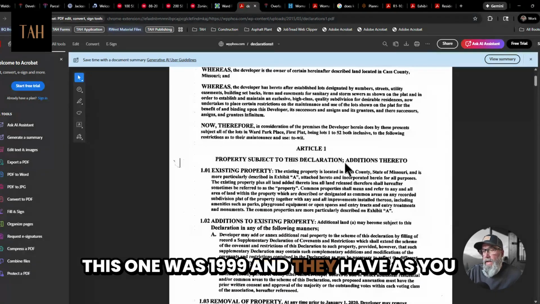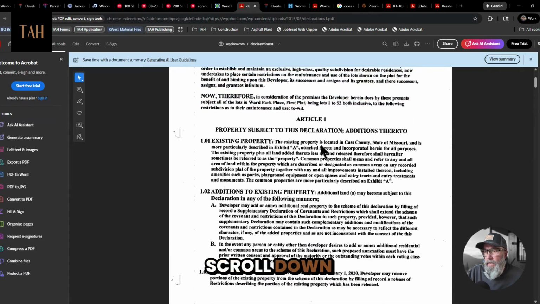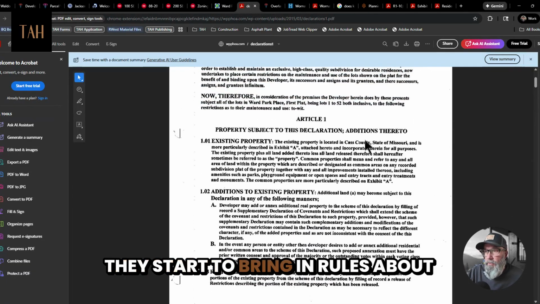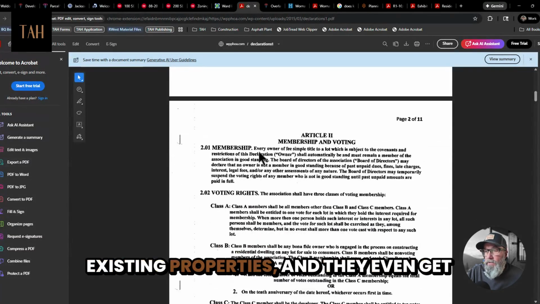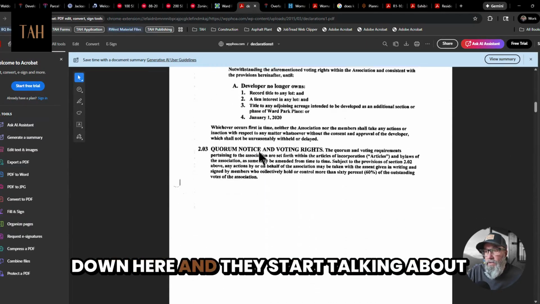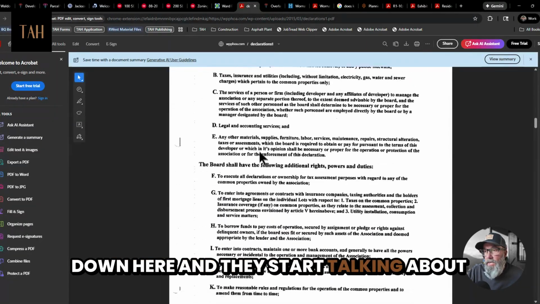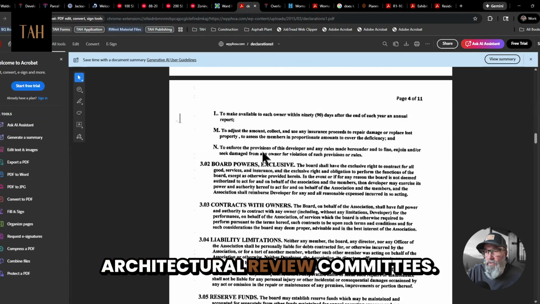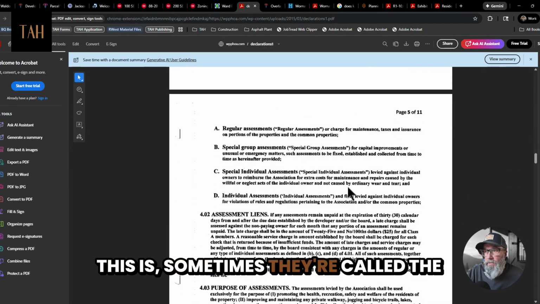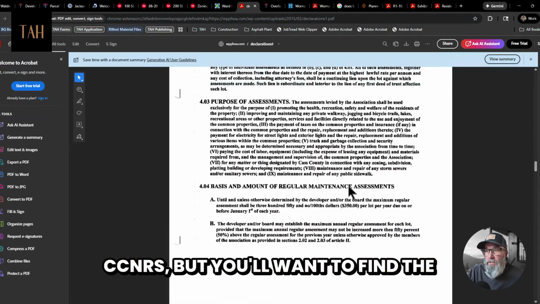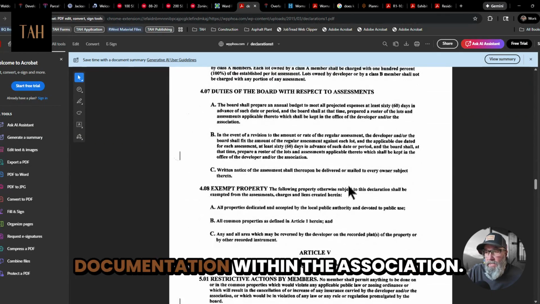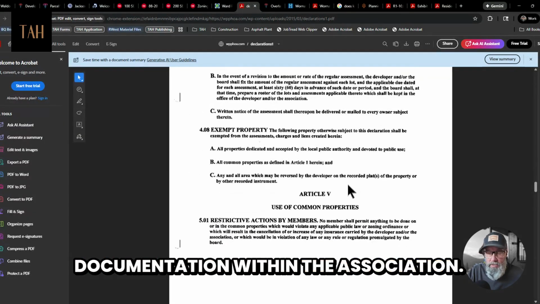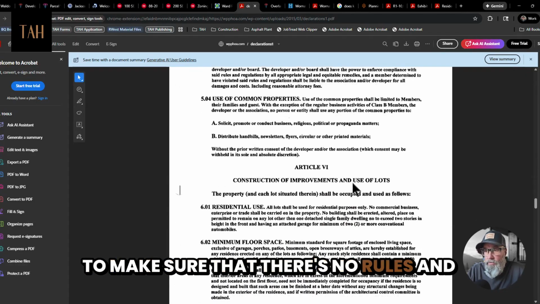As you scroll down, they start to bring in rules about additions to existing properties, and they even get down here and start talking about architectural review committees. Sometimes they're called the CC&Rs, but you'll want to find the documentation within the association to make sure that there are no rules and regulations.